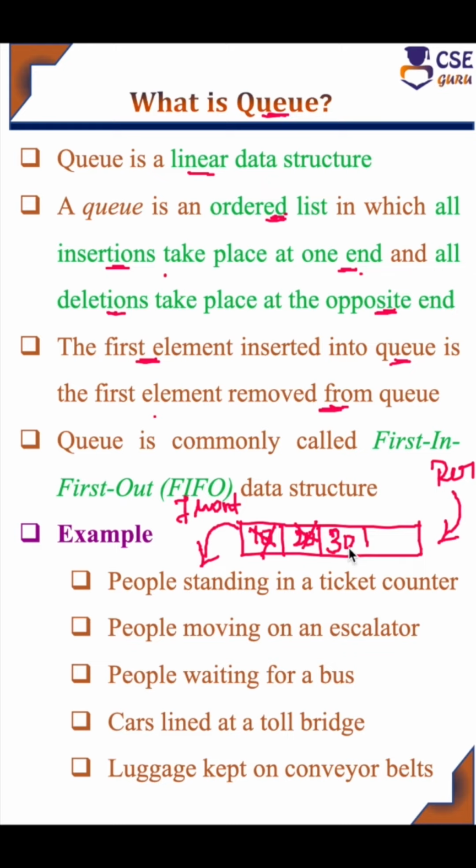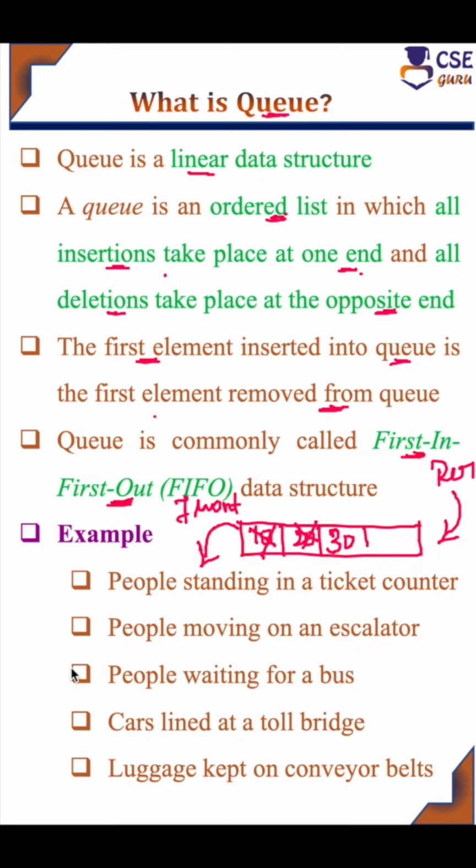So if you want to insert an element, increment the rear position by 1, then you can insert an element. And if you want to delete an element, just increment the front position. So queue data structure is otherwise called first in, first out data structure. What is the first element inserted? That is the first element deleted. So first in, first out data structure. In short, we will call it as FIFO data structure.